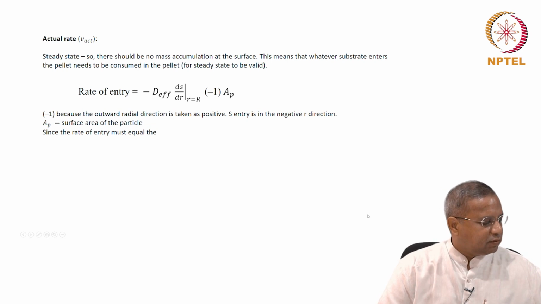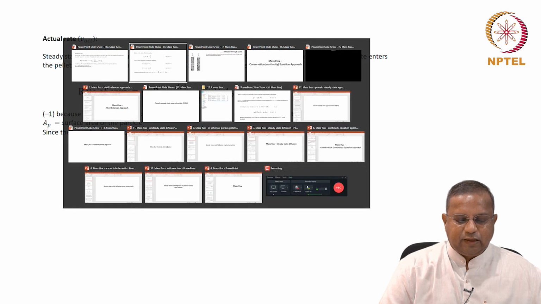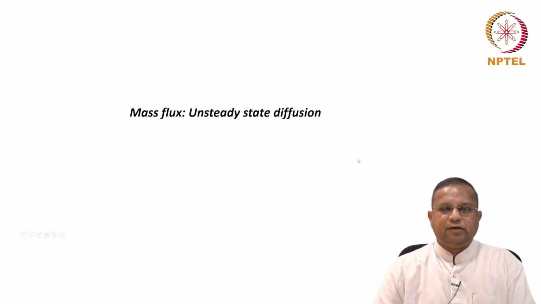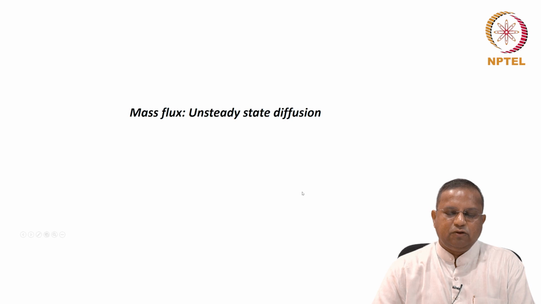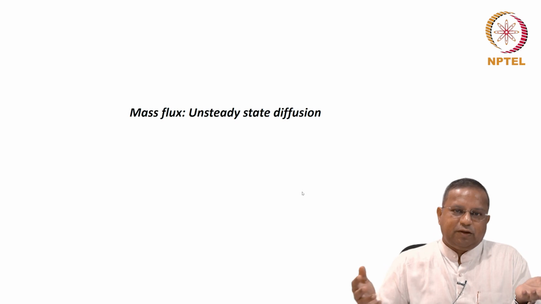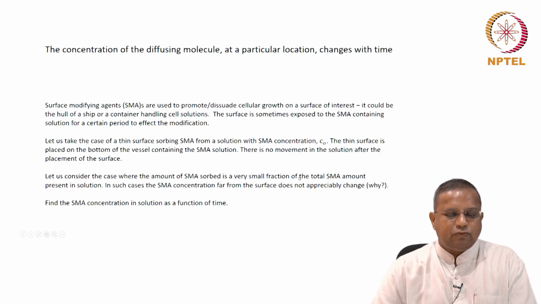And then we looked at the unsteady state case, unsteady state diffusion in spherical pellets. The only difference here is you have an additional time variation term, and that term complicated the mathematics significantly. We went through all the details.